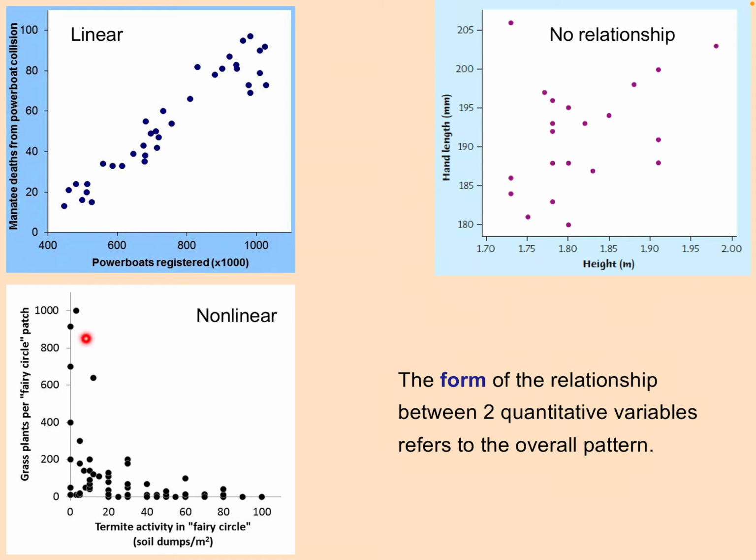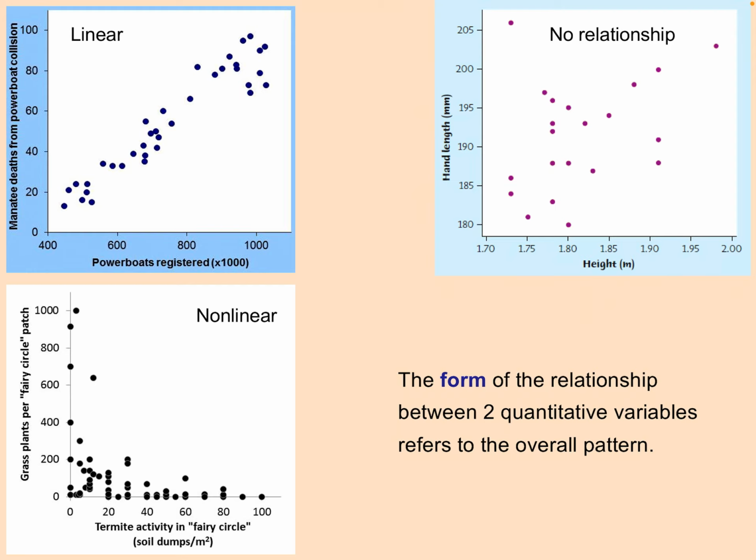Here at the bottom left, we have a non-linear relationship. If you drew a line through that, your line would be curved like this, okay? That's a non-linear relationship. Clearly, a straight line does not explain that pattern. And then finally, here in the upper right, we have a random shotgun blast scatter. There's no obvious pattern. There's no relationship between, for example, height and hand length, okay?